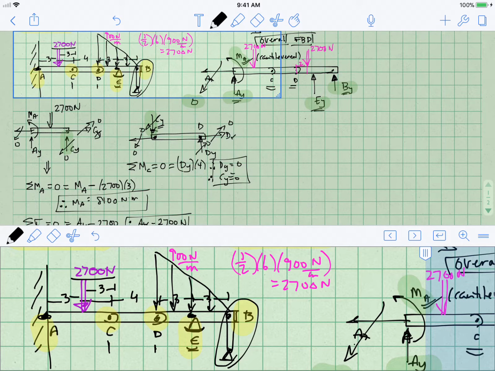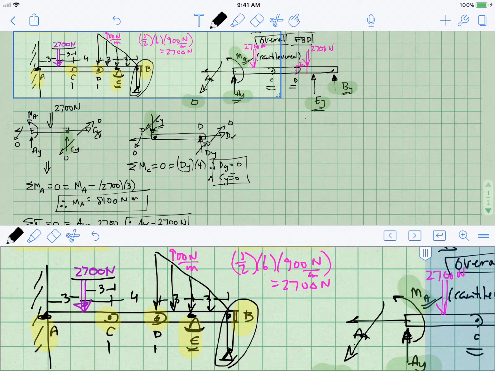So let's look back at the beginning. We've done segment AC, we've done segment CD, and now what's going to be left is to look at segment DB. Before I do that, I want to comment on this. I had this problem on a quiz recently, and some students wanted to draw the section of the beam that only went from C to E.